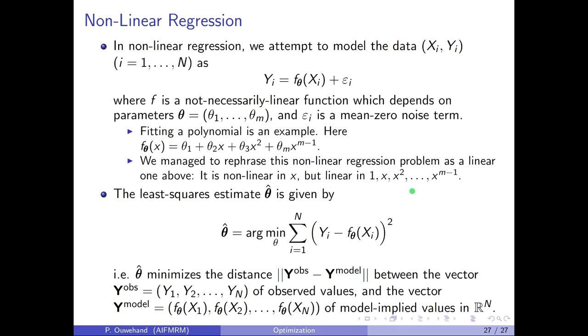In general, however, the least squares estimate theta hat is given as that argument which minimizes the sum of the squares of the differences between the observed value yi and the predicted value f of theta, xi. In other words, theta hat minimizes the distance between the observed value of y and the model predicted value of y.